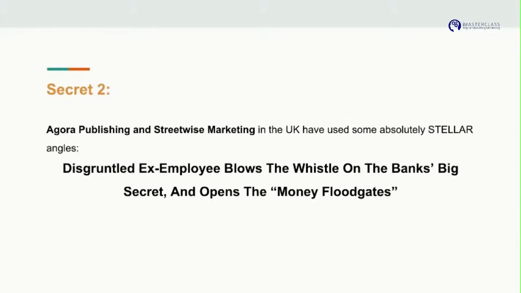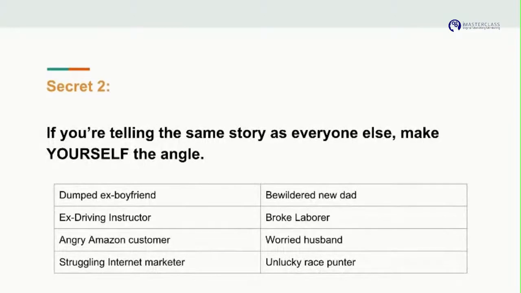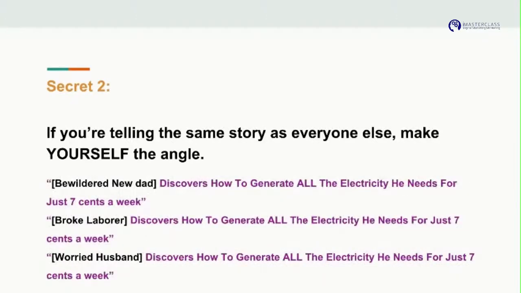Now, let's see if you can relate to any of these. So I've been a dumped ex-boyfriend, bewildered new dad, ex-driving instructor, broke labourer, angry Amazon customer, worried husband, struggling internet marketer, unlucky race punter. Now, all you do is you just put any of the above in front of the following headline. Bewildered new dad discovers how to generate all the electricity he needs for just 7 cents a week. Or broke labourer, or worried husband. You just put something from your past in front of a headline like that, because it's the angle that makes it interesting.